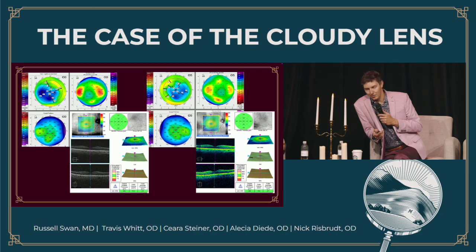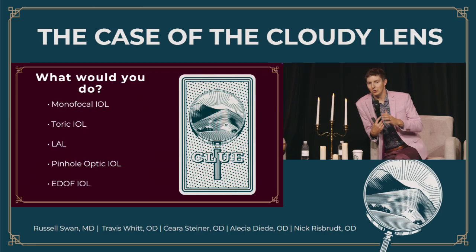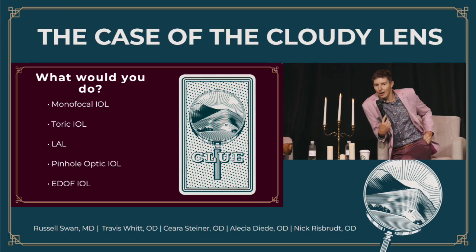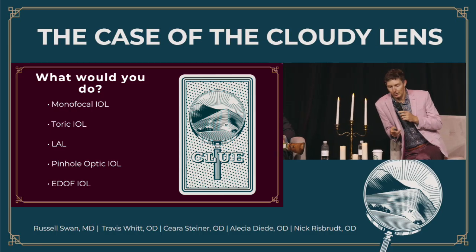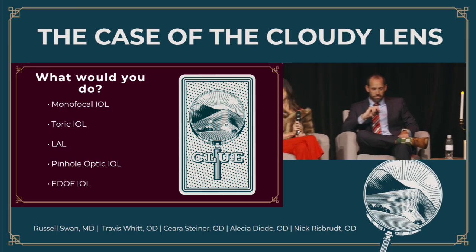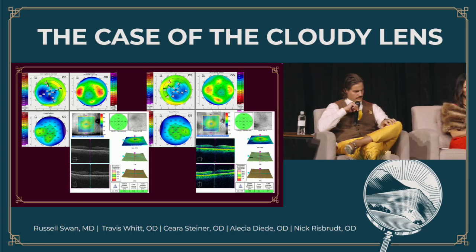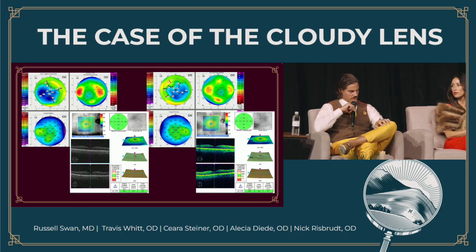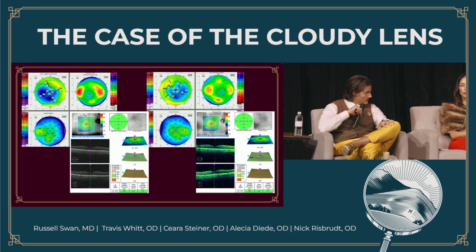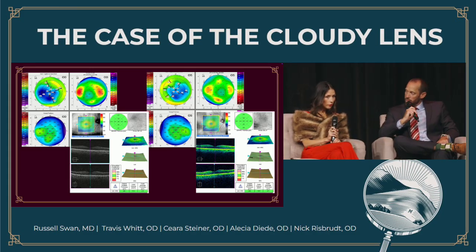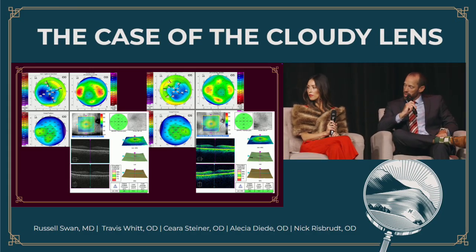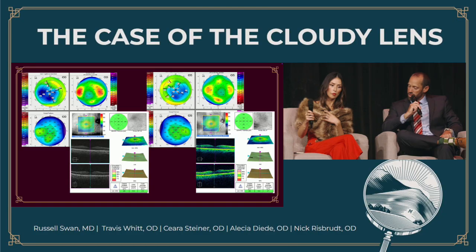And the question for you that you get to take with this one is, what would you do for this patient? Monofocal IOL, toric IOL, light adjustable lens, pinhole optic, or extended depth of focus? And I'll go back to the topographies. I have a couple questions. Before you answer, would you clarify the why behind you don't care about refractive astigmatism versus corneal astigmatism?